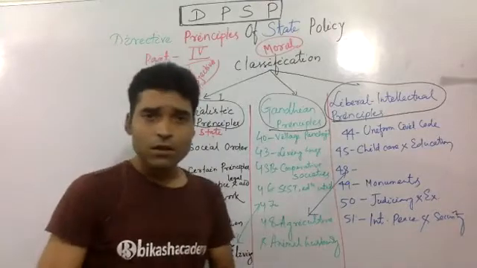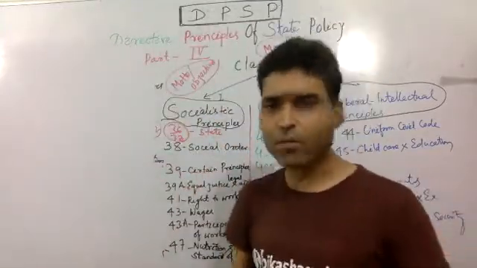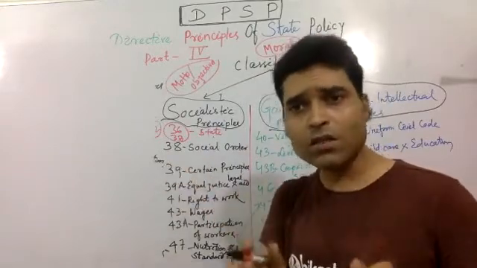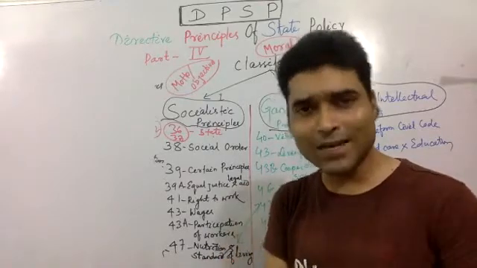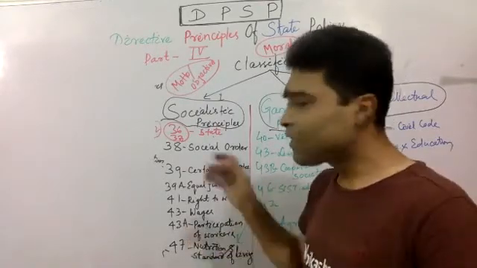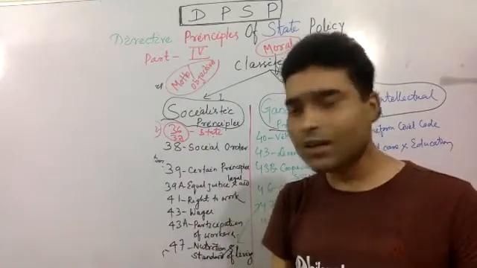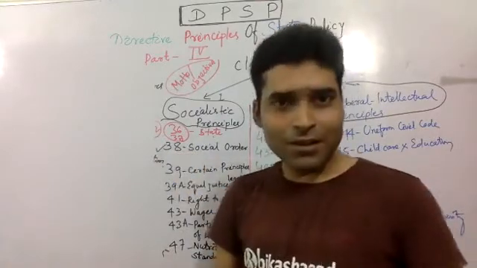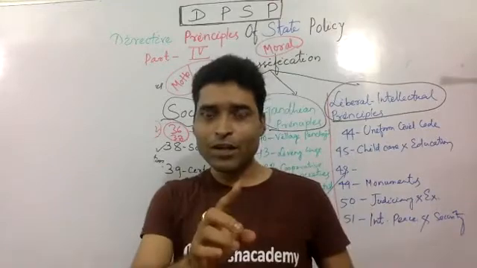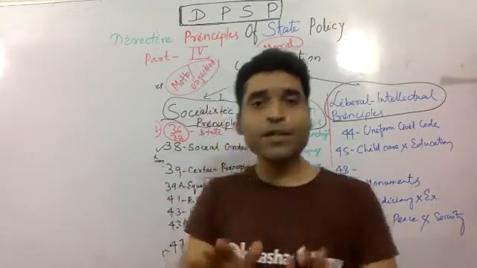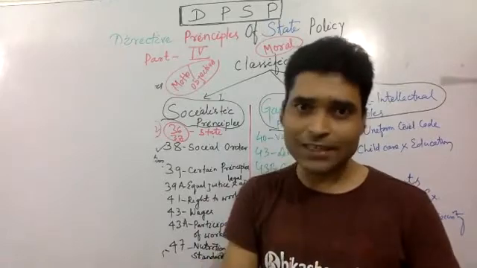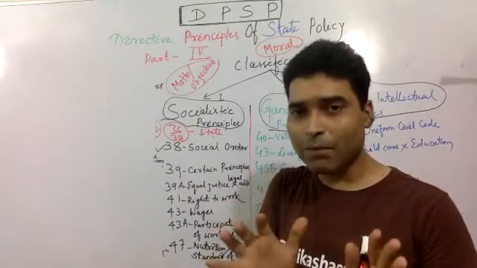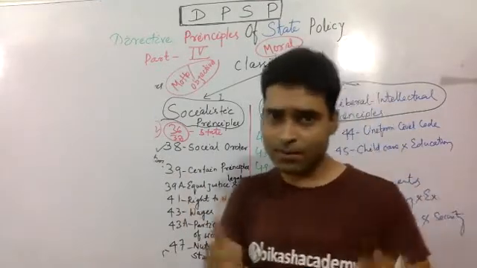Socialistic principles, very, very important. Those articles related to the socialistic principle always talk about the social welfare concept, and the state has a moral obligation to implement them. Let's understand. Under Article 38, DPSP says there should be a social order, meaning peace and harmony must be there in society. I hope this is clear. I have written in a very shortcut way so that you can memorize, and you can follow the Indian Constitution for better understanding.